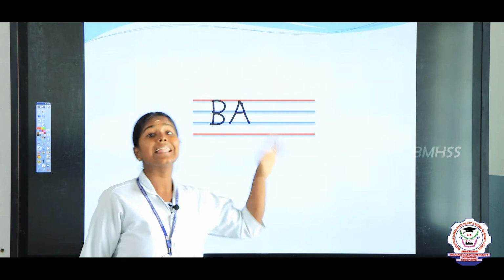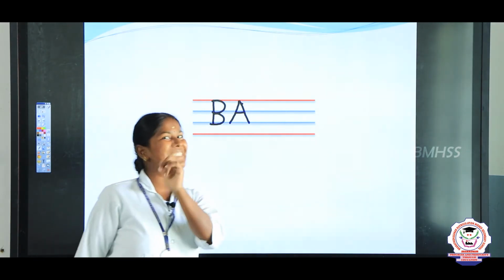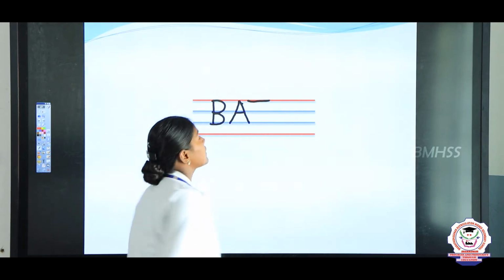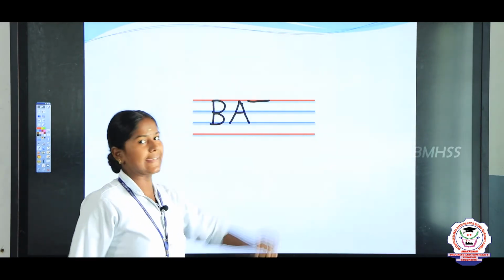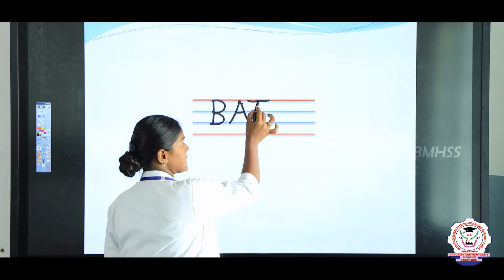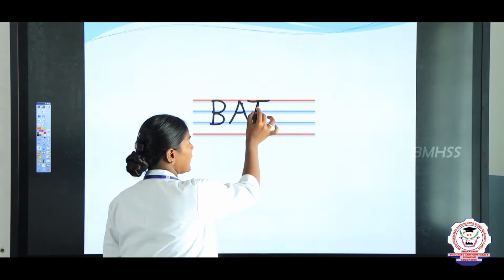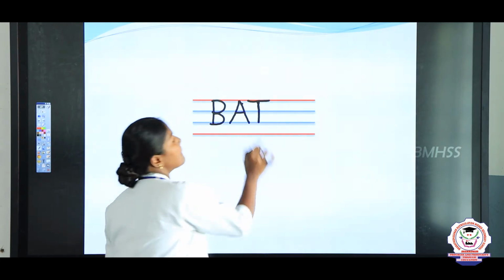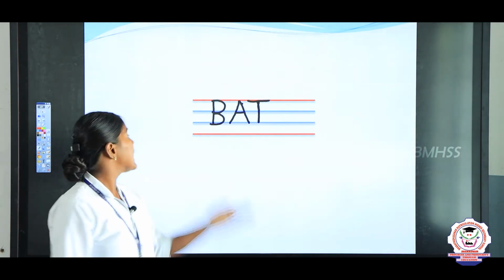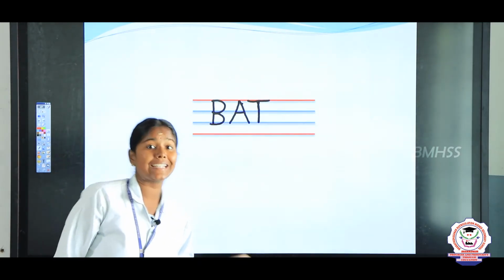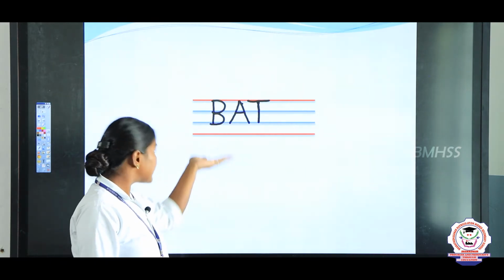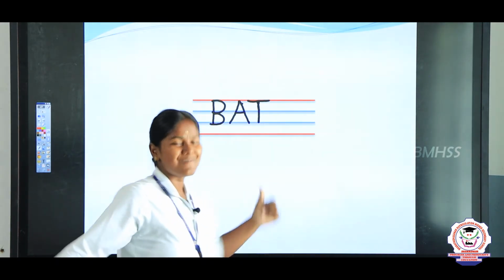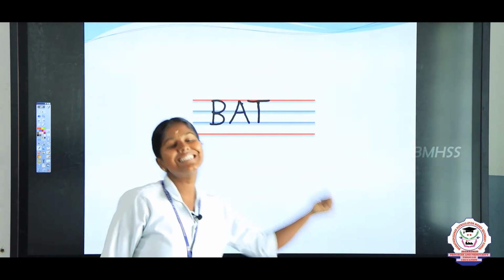B, A. The next letter is T. To write T, draw one sleeping line on the top pink line. In the center of the sleeping line, draw one standing line like this till the bottom blue line. This is the spelling for bat. Shall we spell it out? B, A, T. Bat. B, A, T.